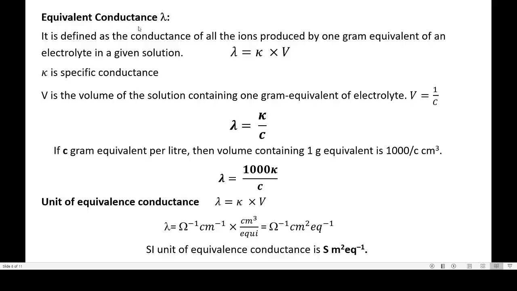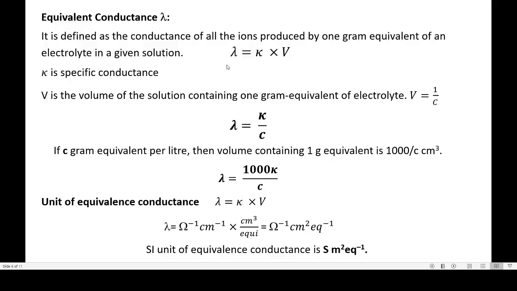Now let us see what is equivalent conductance. We know that when a solution is prepared by dissolving 1 gram equivalent weight of an electrolyte, it undergoes dissociation to form ions. And the conductance of all the ions is equivalent conductance. Thus, the conductance of all the ions produced by 1 gram equivalent weight of an electrolyte in a given solution is known as equivalent conductance, and denoted by the symbol lambda.